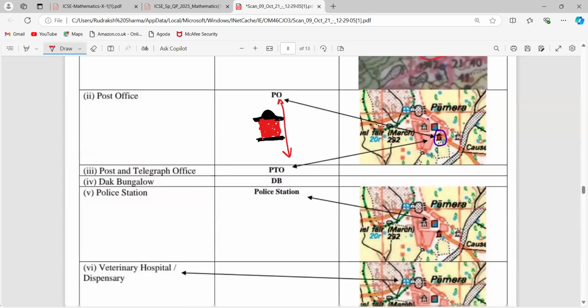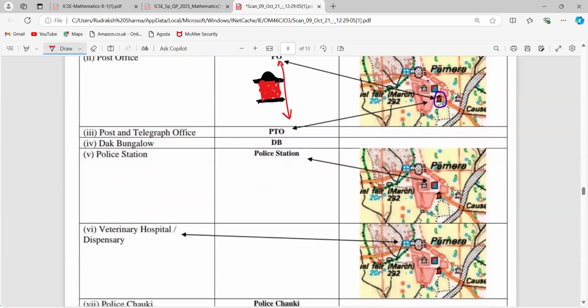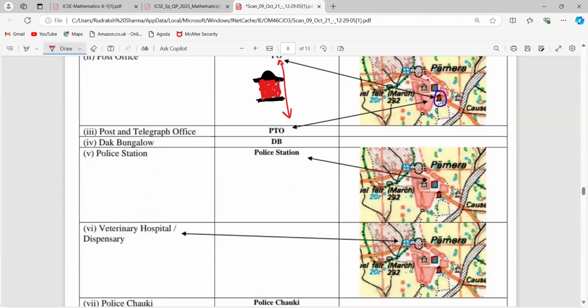Okay. Now coming to dak bungalow. Dak bungalow, although it is not much in our topography sheets, we don't.